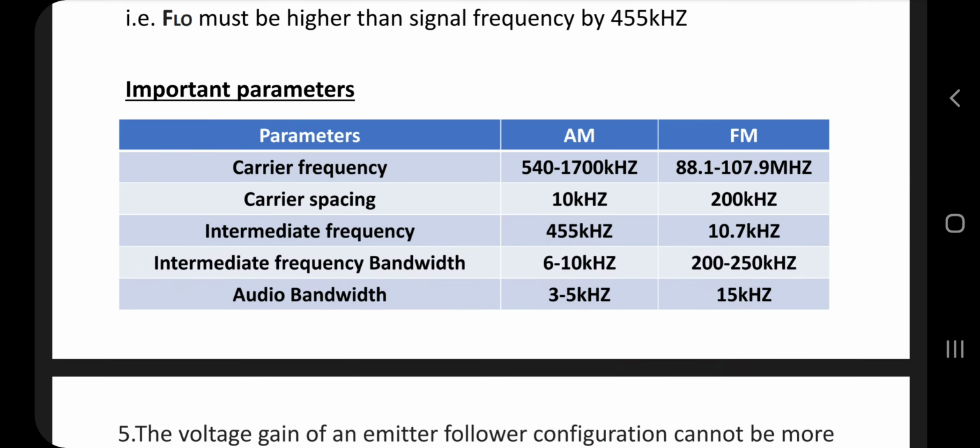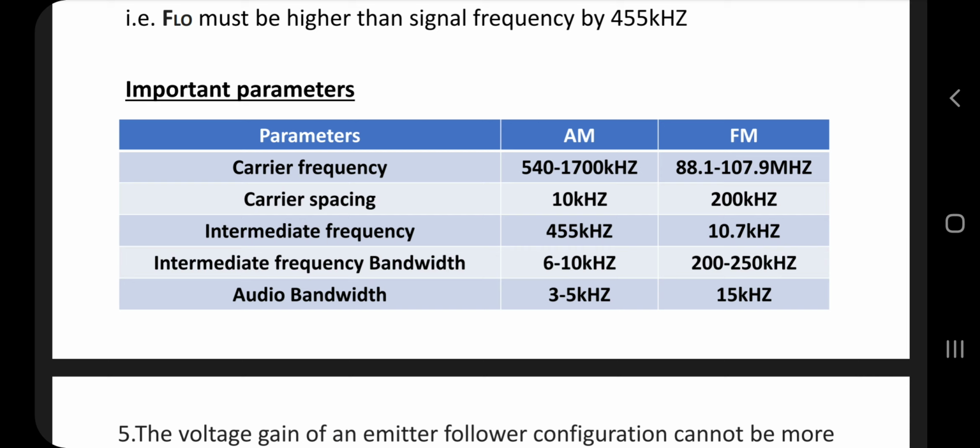Important parameters of AM and FM. Carrier frequency is 540 to 1700 kHz for AM. For FM, it is 88.1 to 107.9 MHz. Carrier spacing for AM is 10 kHz and for FM it is 200 kHz. Intermediate frequency for AM is 455 kHz and for FM it is 10.7 MHz.